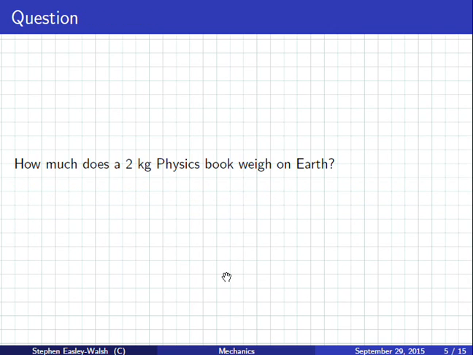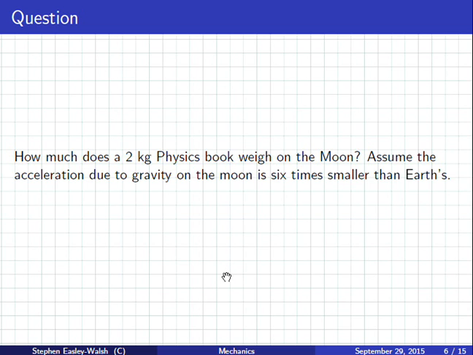Okay, so here's a simple one. How much does a 2 kilogram book weigh? So, take your calculators out and tell me, please. What's the formula? mg. So it will be 2 times 9.81, and the answer is 19.62 newtons. Did you get that? Grace? Yes. You got it? You telling the truth?